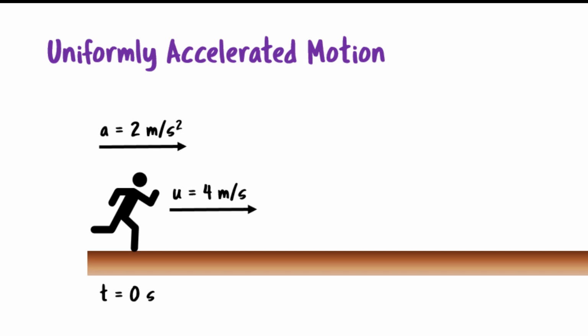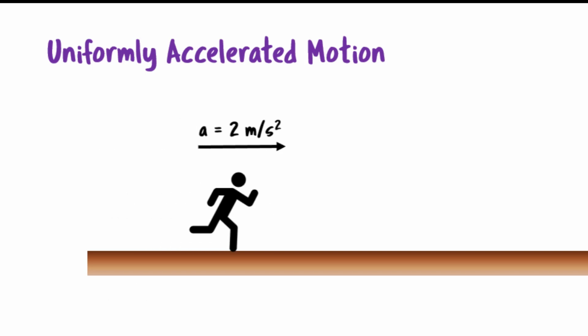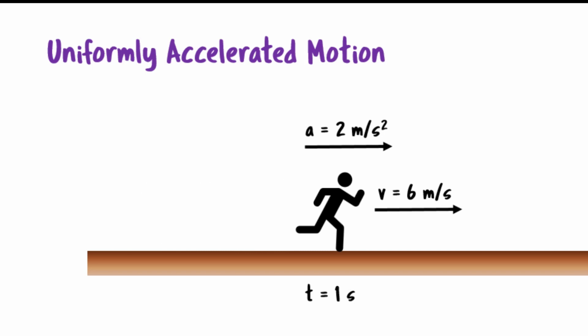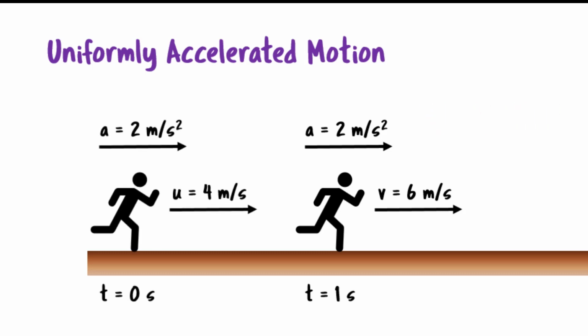So when we observe him after 1 second, his velocity will increase by 2 meters per second and will become 6 meters per second. So we can compare his velocity from the initial position where his velocity was 4 meters per second at t is equal to 0.